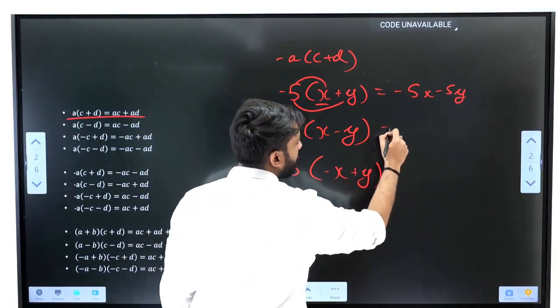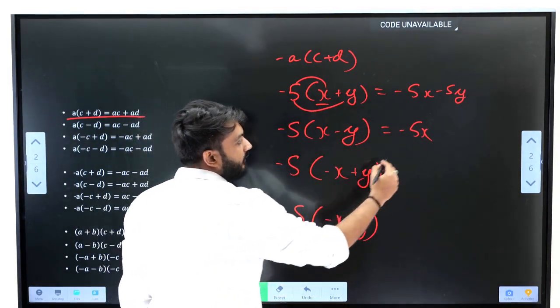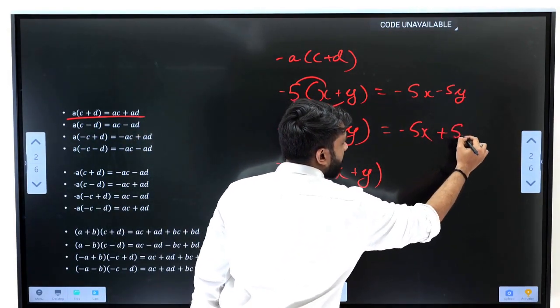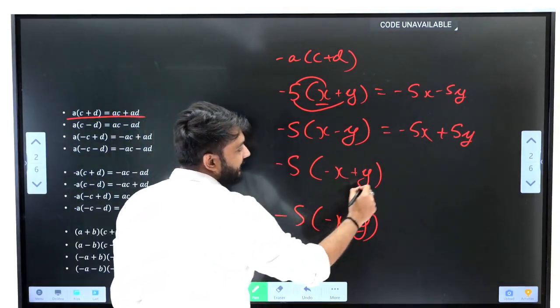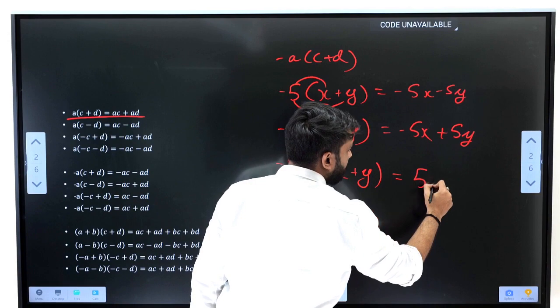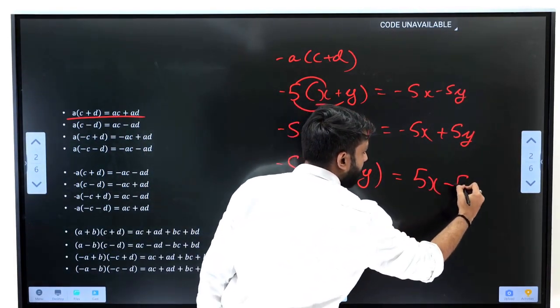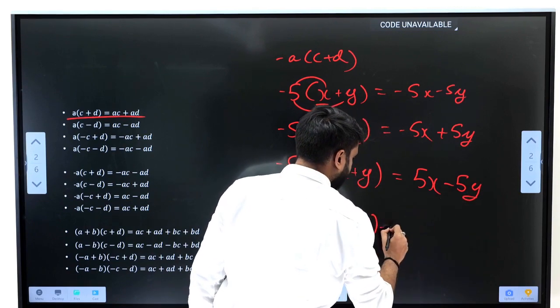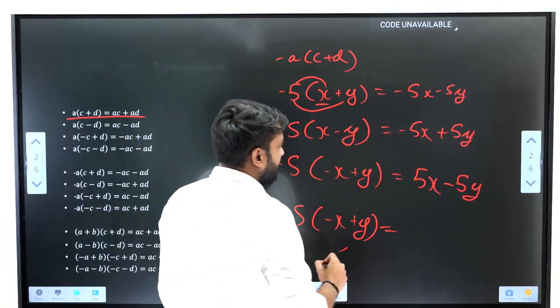Now minus 5 into x gives me minus 5x, but minus 5 into minus y will give me a positive 5y. Right? Now minus 5 into negative x gives me a positive 5x, but minus 5 into a positive y gives me a negative 5y. This one here again, minus 5 into minus x, right?